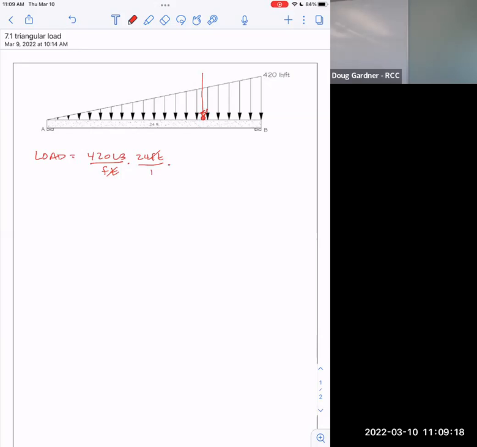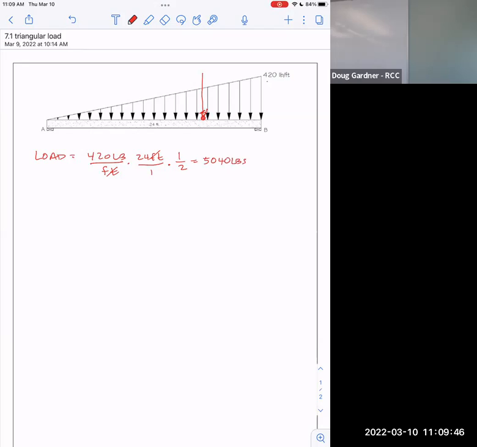So for that reason, kind of like the area of a triangle, I've really got to cut that in half. I mean, the average of 420 and 0 is 210. So if we took 210 times 24, we can sort of think of it as just a distributed load, but really it's kind of like the area of a triangle. So anyway, all that to say, we would actually get a force of 5,040. Notice the units take care of themselves. It really is pounds.